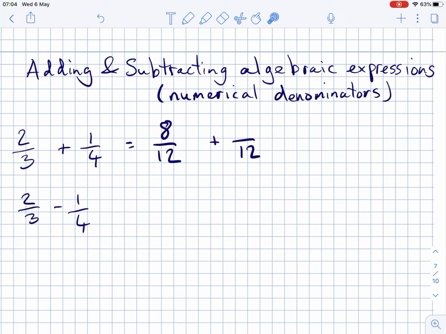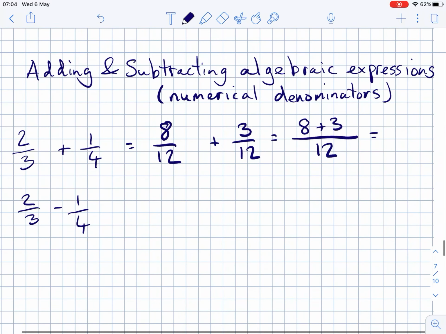And then I'd look at my second fraction and think, well, how does my denominator of 4 become 12? I've timesed it by 3. So the numerator would also have to be timesed by 3. 1 times 3 is 3. And once we have a common denominator, we end up adding the tops, but our denominators stay the same. So in this particular example, we'd end up with 11/12.